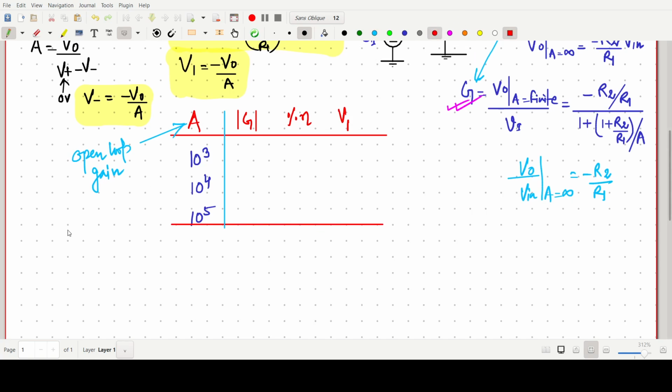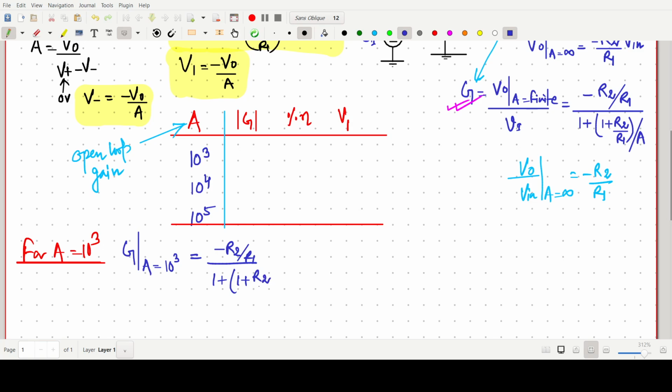First we are doing it for A equals 10 to the power 3. We have to find the overall gain for the finite open loop gain 10 to the power 3. The formula is already written here. One more time I am going to write it: R2 by R1 divided by 1 plus (1 plus R2 by R1) by A. When A is infinite, that term is 0, so it should be minus R2 by R1. But this is the formula.